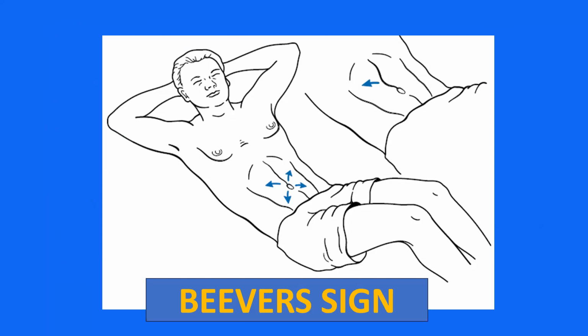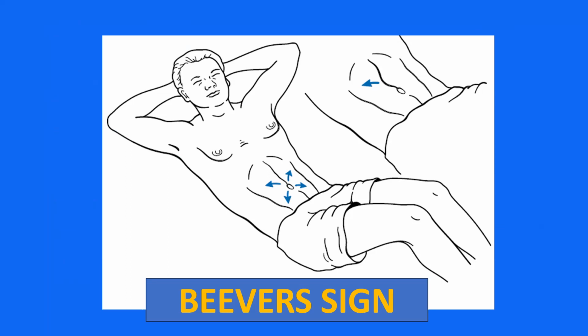We ask the patient to bend slightly forward, and the navel moves either to one side or in an irregular area. And this would tell you that there is a problem, and one should be careful.